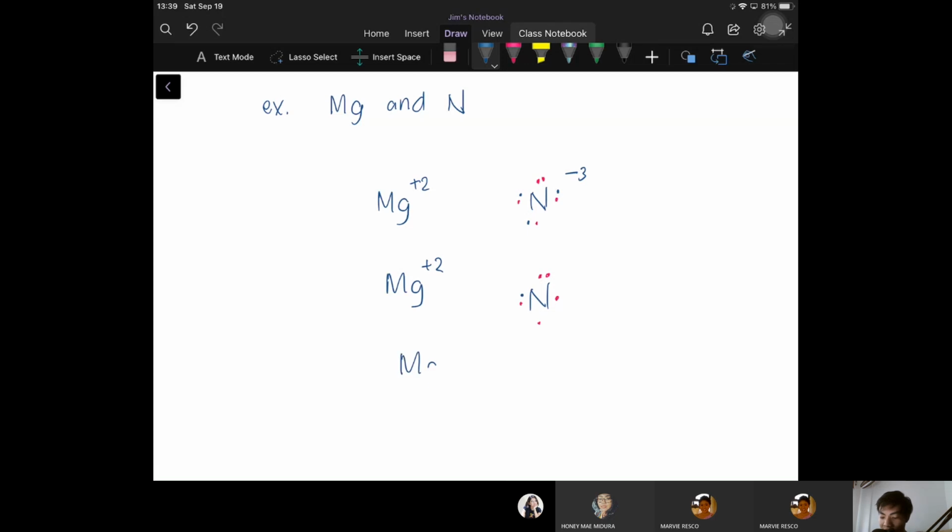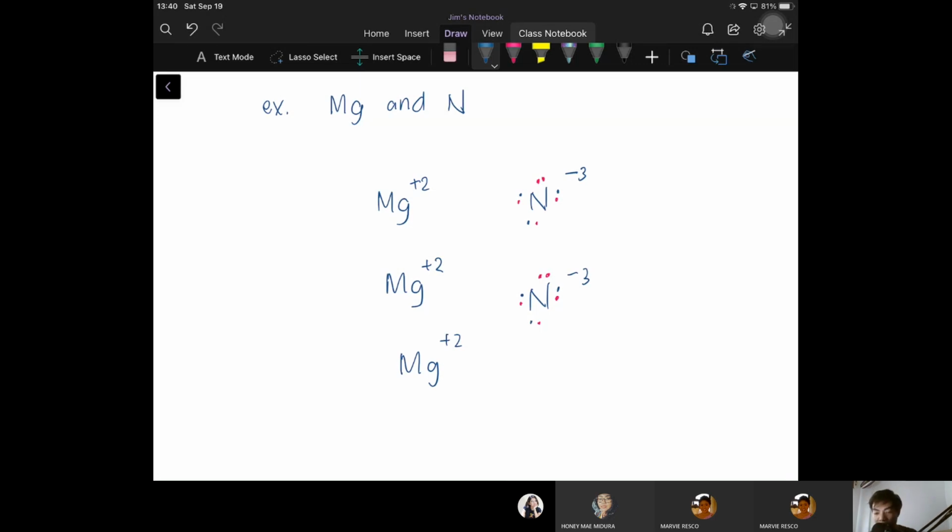So, kukuha ulit tayo ng isa pang magnesium, ng isa pang metal, no? Na pagkukunan ng electron. So, yung dalawang electron yan, sakto na yan, no? Sakto na yung dalawang electrons, para maging 8 na yung electron sa paligid ng nitrogen na yan. Okay? So, this magnesium becomes stable again. Then, the nitrogen is also stable na, no?